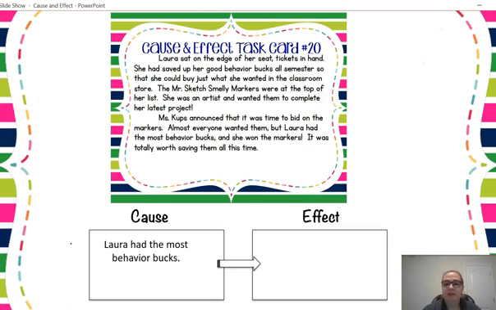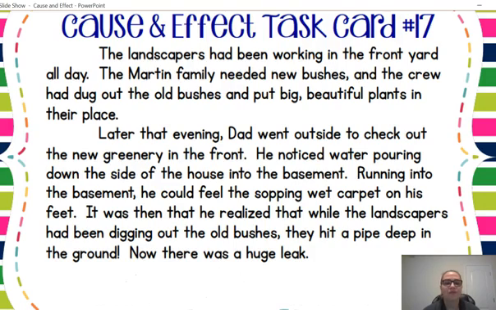Let's take a look at the next one. We have the cause and effect relationship here, and they give us the cause. Laura had the most behavior bucks. So we want to know what happened because she had the most behavior bucks. If I look in my second paragraph, it says Mrs. Cups announced that it was time to bid on the markers. Almost everyone wanted them, but Laura had the most behavior bucks, and she won the markers. So we know that because she had the most behavior bucks, she was able to buy those markers that she wanted.